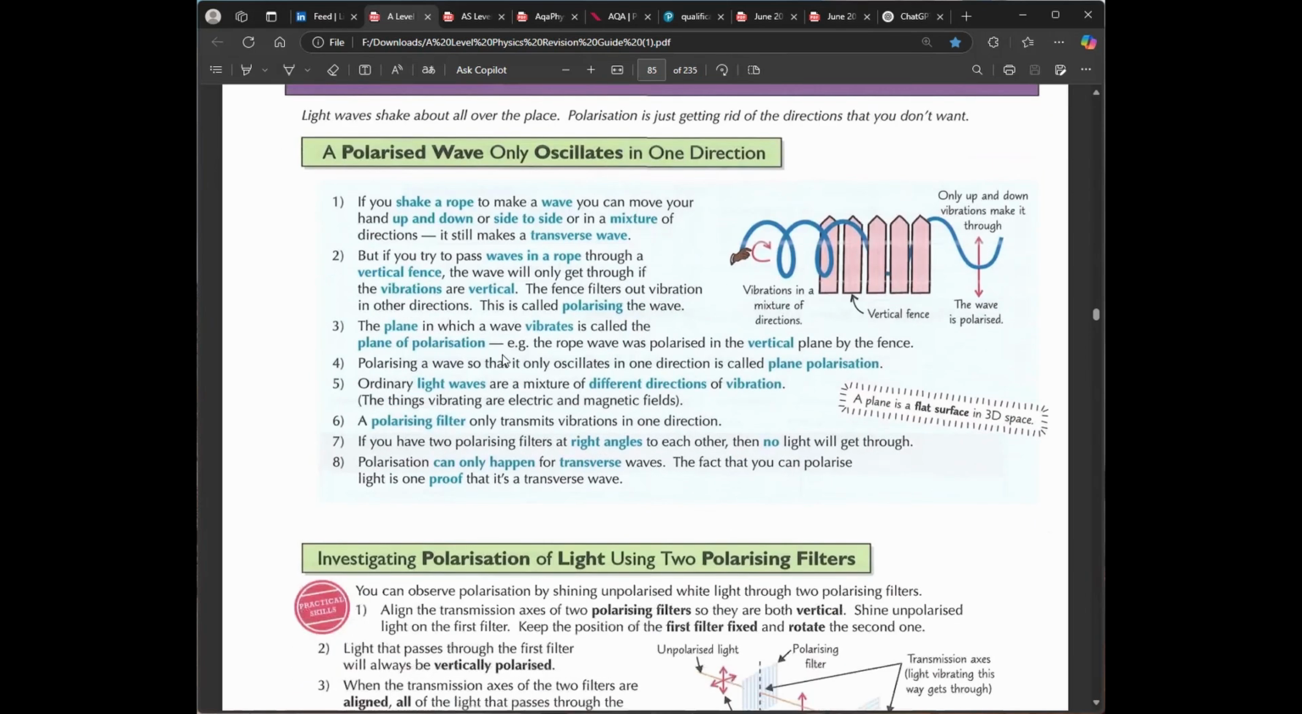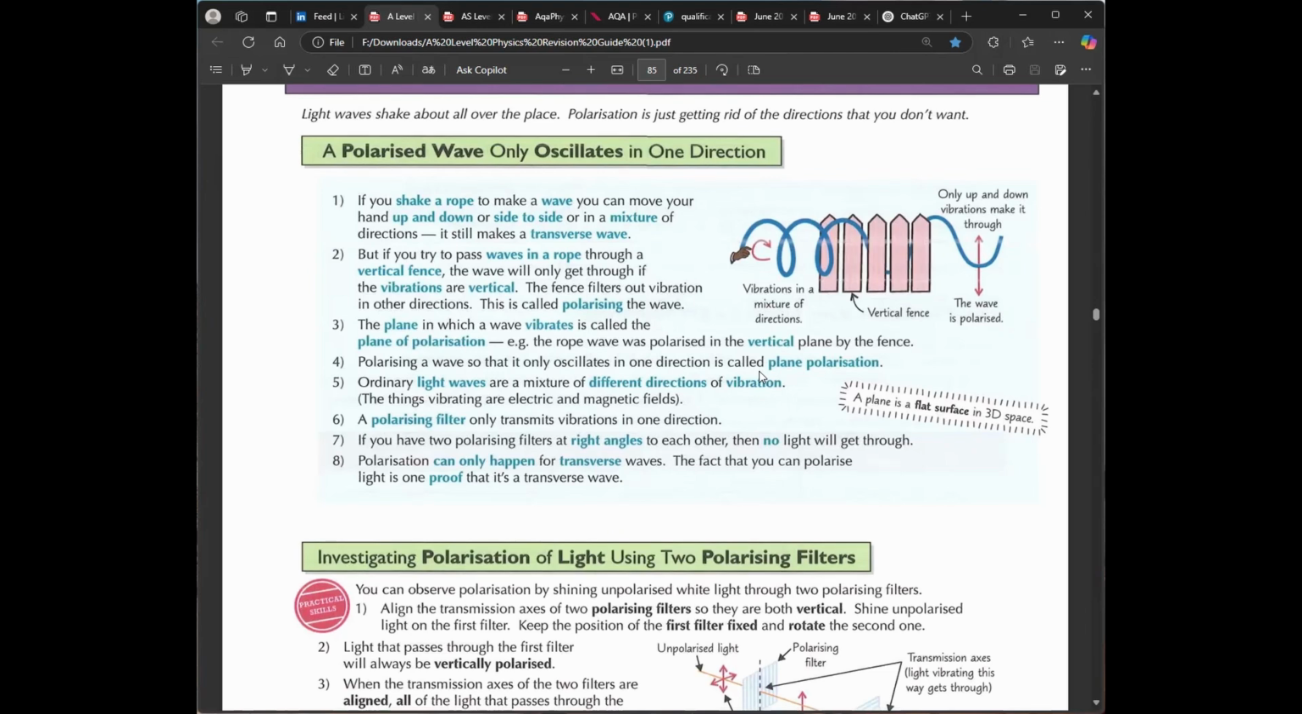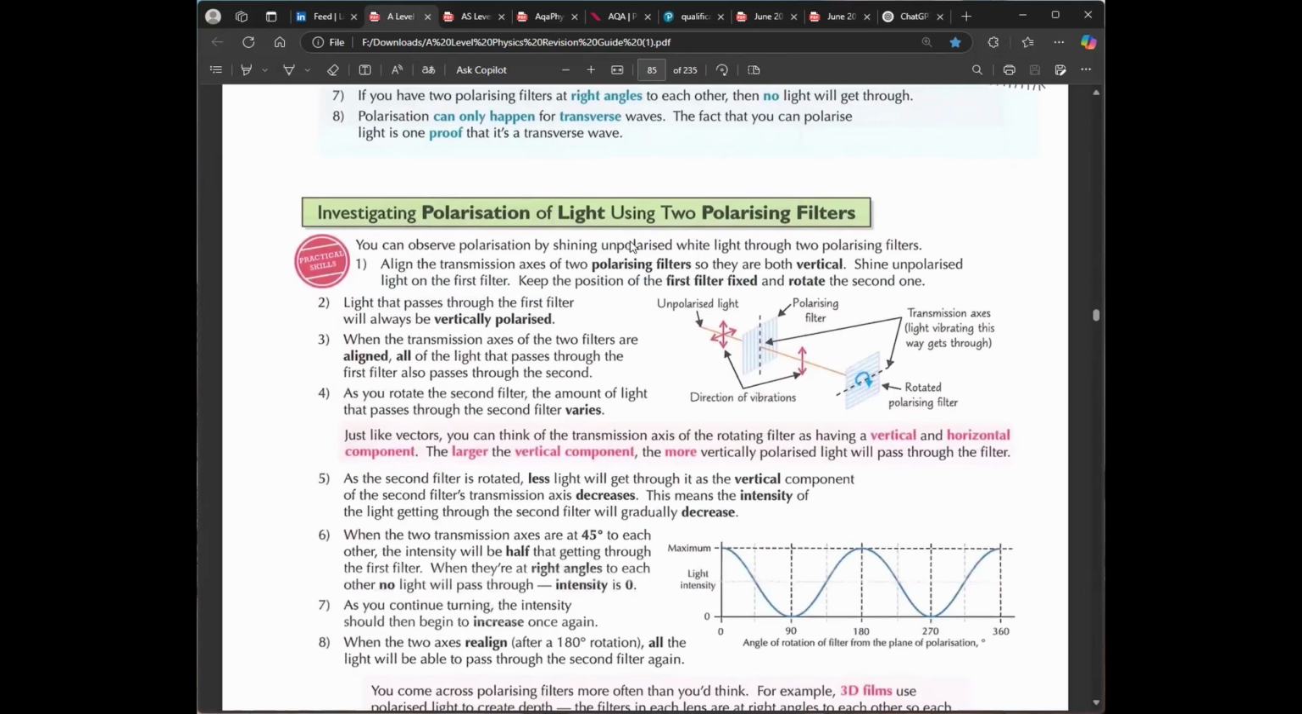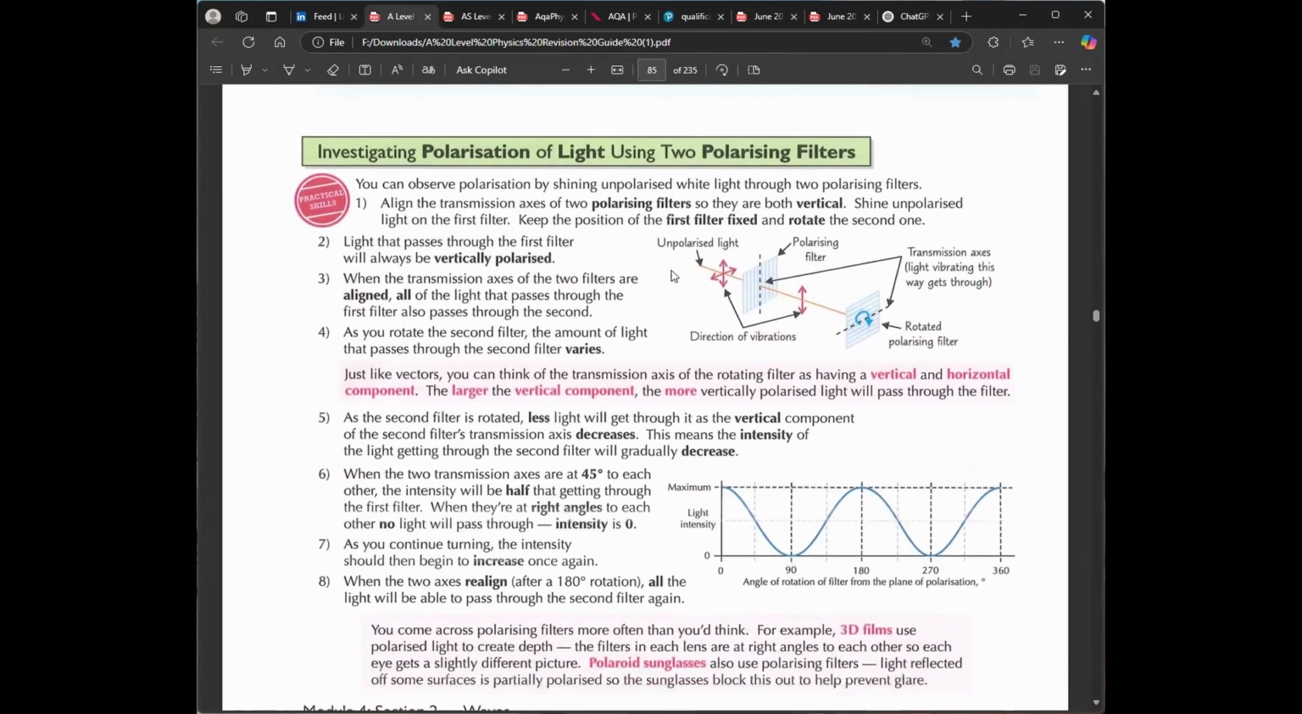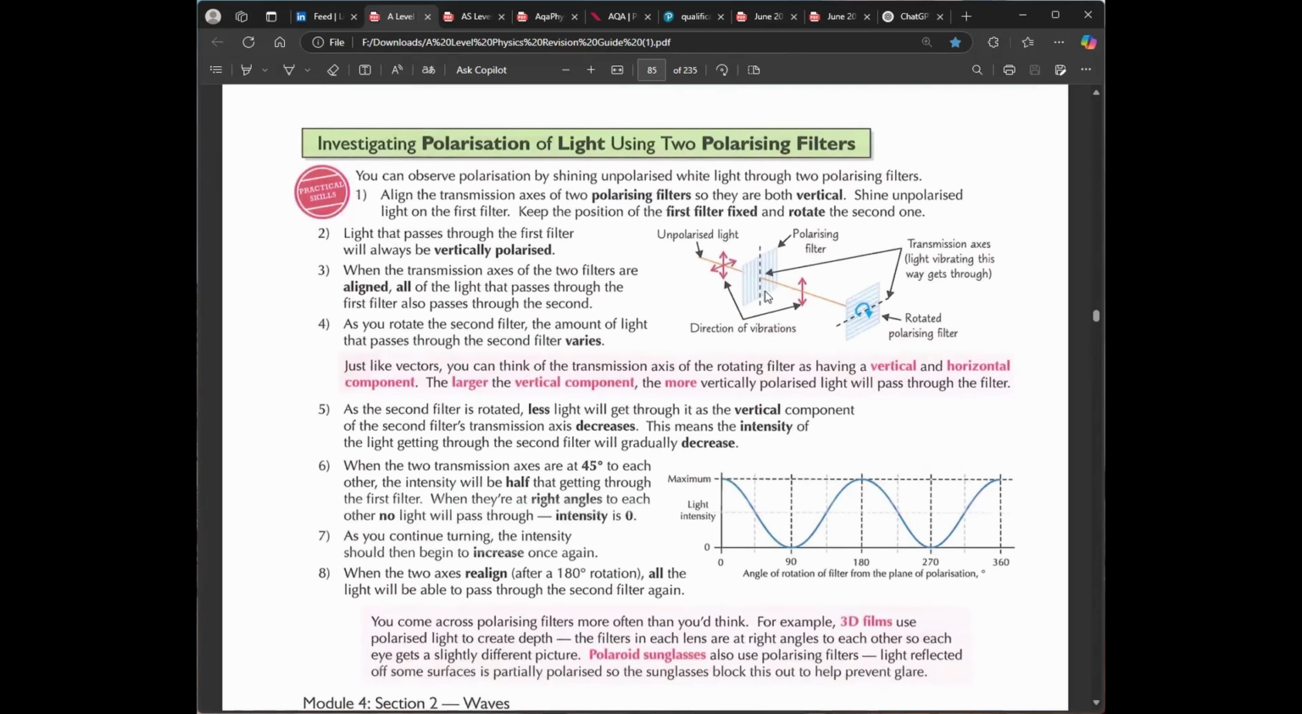Okay, and then they talk about how you can do this experiment and see that when it passes through the vertical fence, a rope, you can see the vertical wave passing through it, not the other part of it. Then they talk about this. They have two polarizing filters, both identical to each other. If they have vertical stripes, and you put the other one that also has vertical stripes, you will see that only the vertical waves pass through it.